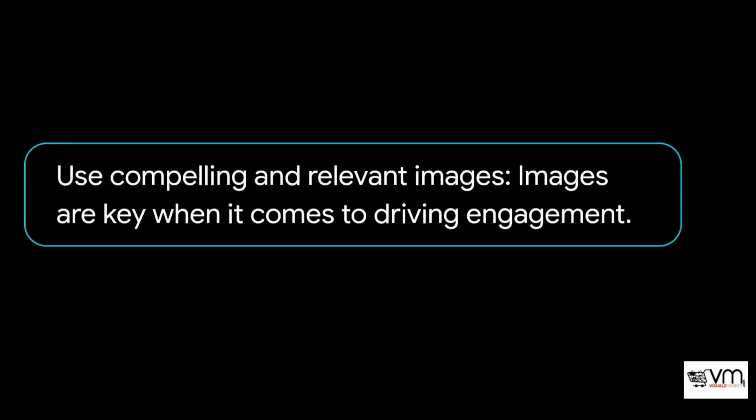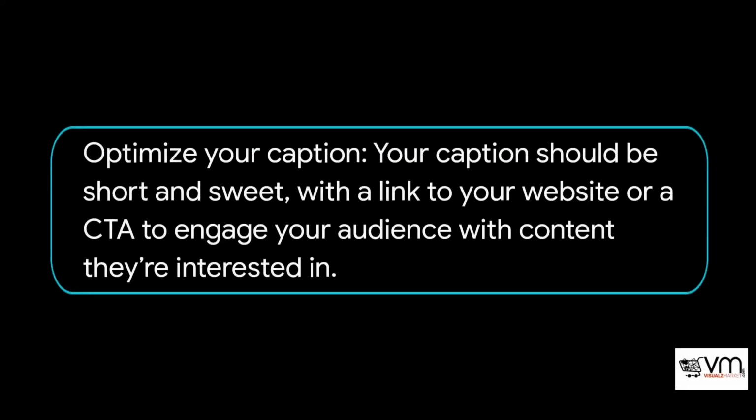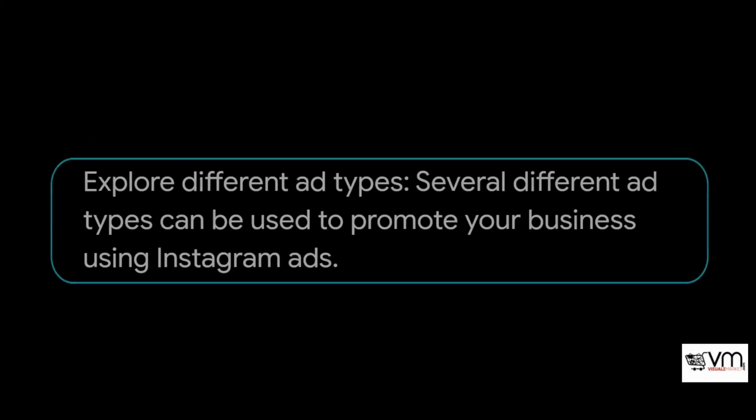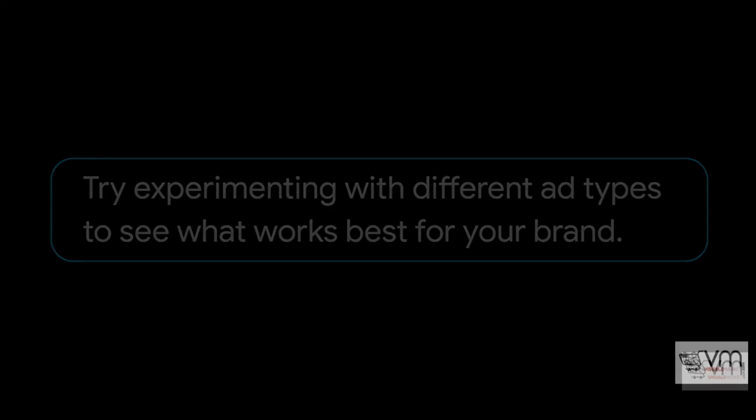Use compelling and relevant images. Images are key when it comes to driving engagement. You want to make sure that your images are beautiful, eye-catching, and relevant to your content. Optimize your caption. Your caption should be short and sweet, with a link to your website, or a call to action to engage your audience with content they're interested in. Explore different ad types. Several different ad types can be used to promote your business using Instagram ads. Try experimenting with different ad types to see what works best for your brand.